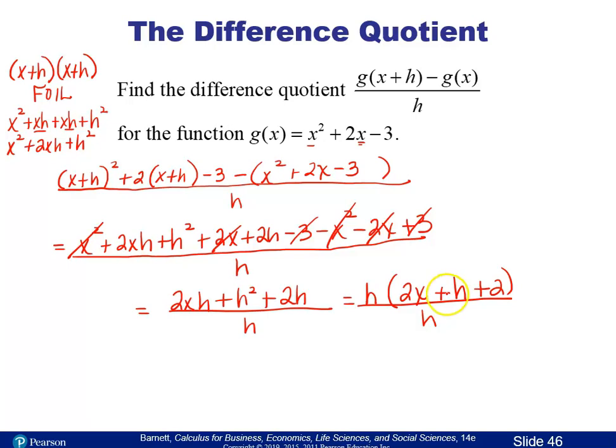Okay. All right, so now I can cancel this h and this h. I could not cancel at this point. Okay, I have to pull it out as a greatest common factor. And so then I'm left with 2x plus h plus 2, and that's going to be my final answer.